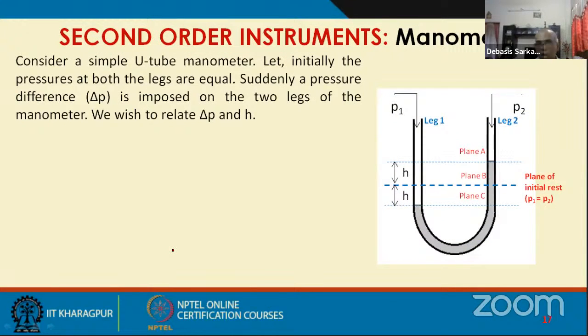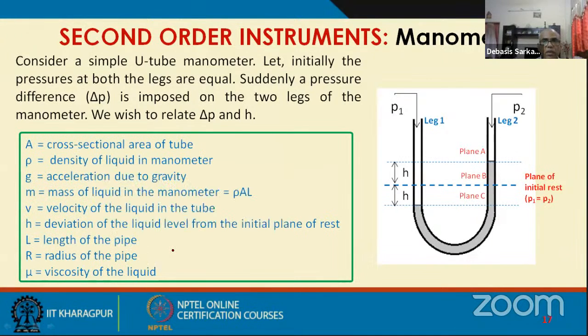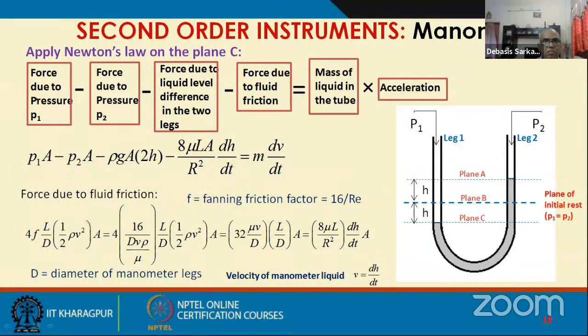We do not have much time left, but let us quickly look at this. We have discussed this second order instrument. We have discussed this dynamic equation that represents the behavior of the manometer. So you write this force balance equation, which is basically sum of the forces equal to mass into acceleration. If you do this, identify all the forces that are acting here. Look at this plane C here. These two limbs of the manometer are connected to two different pressure sources, P1 and P2.